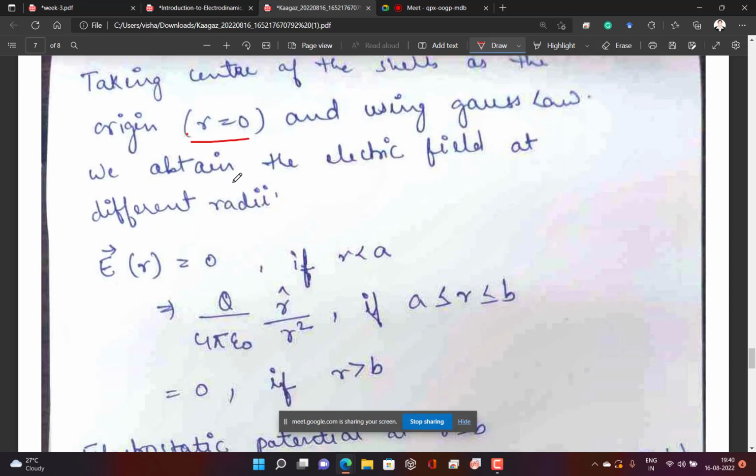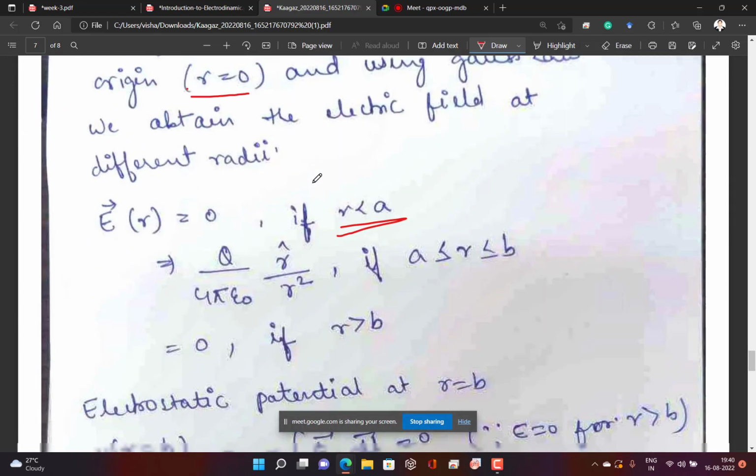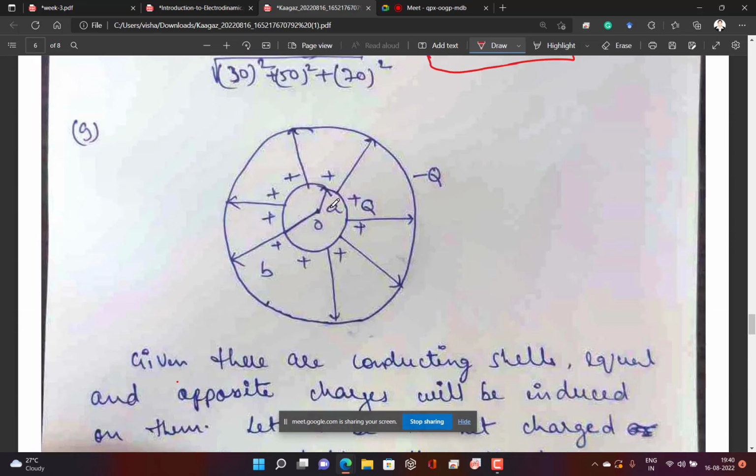So using Gauss law, we obtain the electric field at different radii. For r less than a, that is for the inside of the inner shell, the electric field intensity will be how much? Can someone tell me? For r less than a, how much will be the electric field intensity? Madam, it will be 0. Yes, good, good.